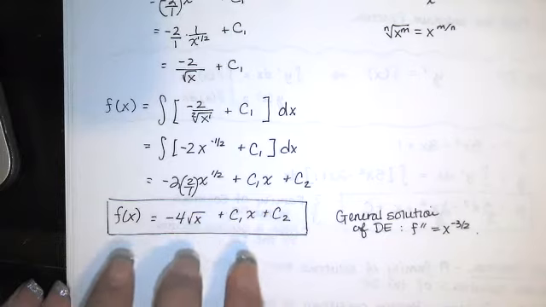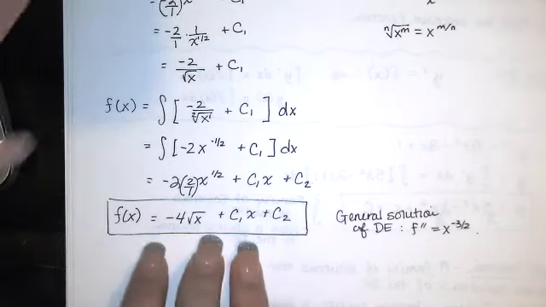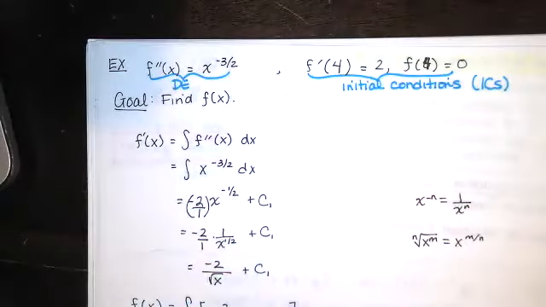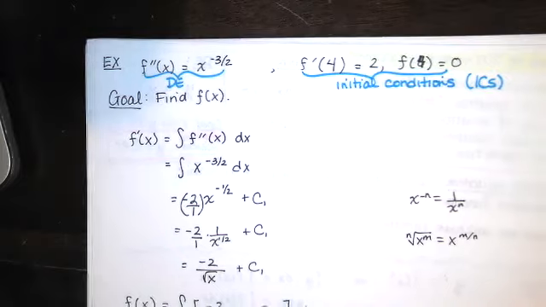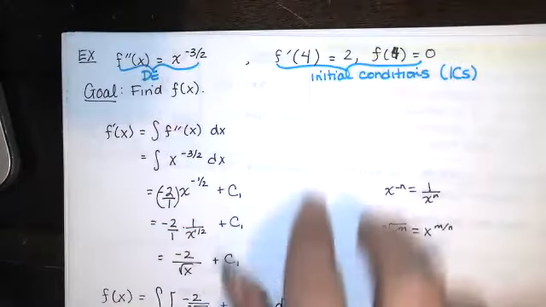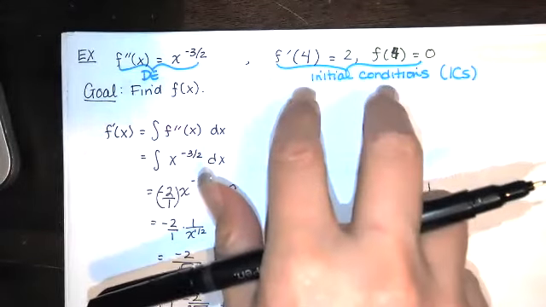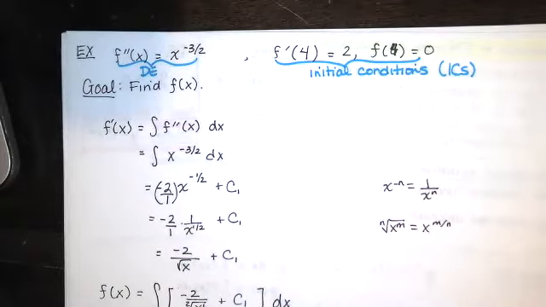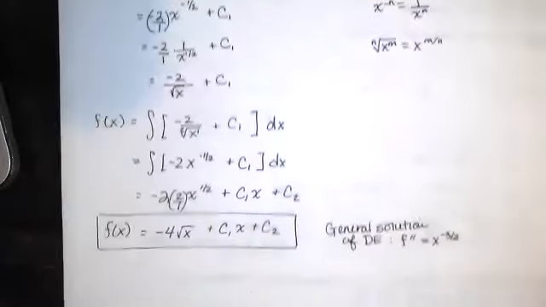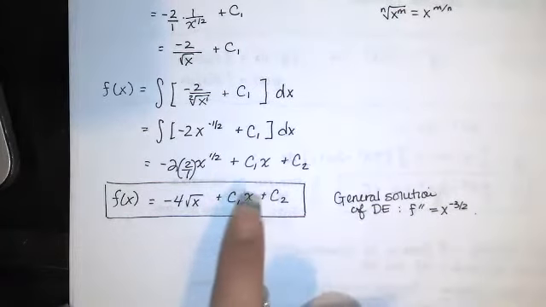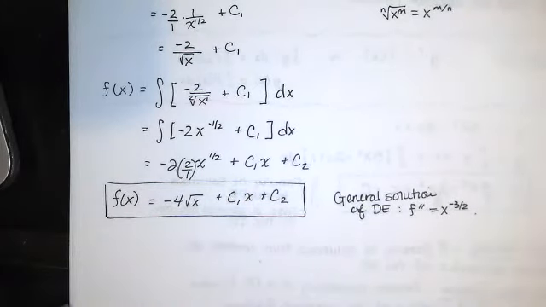Now, if I want a member of this family that satisfies these initial conditions, what I'm looking for is what's called a solution to the initial value problem. And the initial value problem is a solution to this differential equation that satisfies this. So the goal is, how do I find that solution that satisfies these two conditions? Well, since I have two unknowns down here, I can use those two conditions to find the two unknowns, C1 and C2.